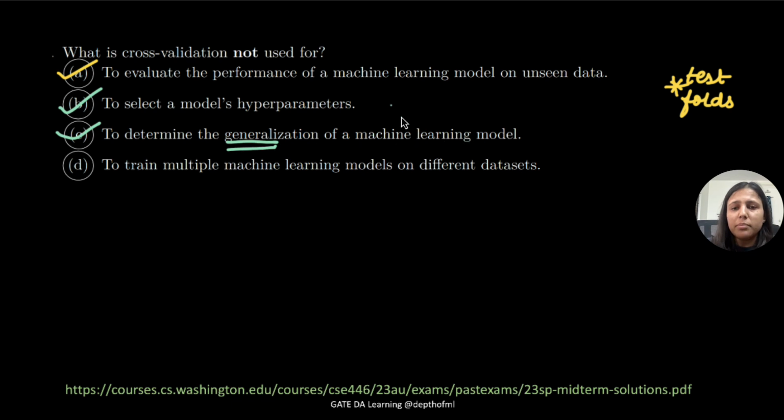And to train multiple machine learning models on different data sets. Well, this is not correct, right? We don't actually train multiple models. To train multiple machine learning models, we actually just train one model. Suppose we are using a neural network, all the models that we train in cross validation are the same model.